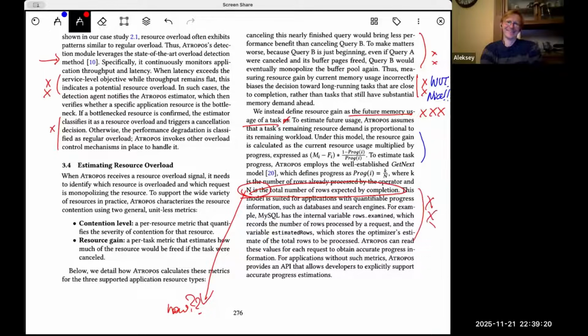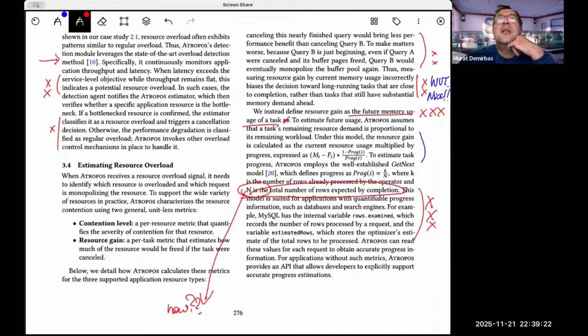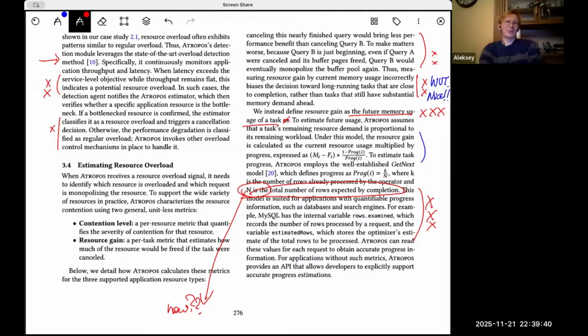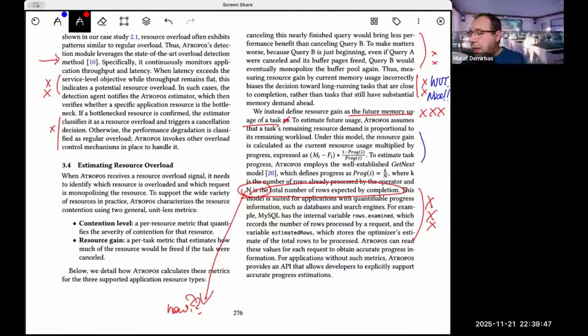But this is database specific. What do we do with the others? What is then the resource gain for the others? Atropos can read these values for each request to obtain accurate progress information. I think they make it application specific, so to speak. For applications without such metrics, Atropos provides an API that allows developers to explicitly support accurate progress estimation. So how? Not my problem. You deal with it.